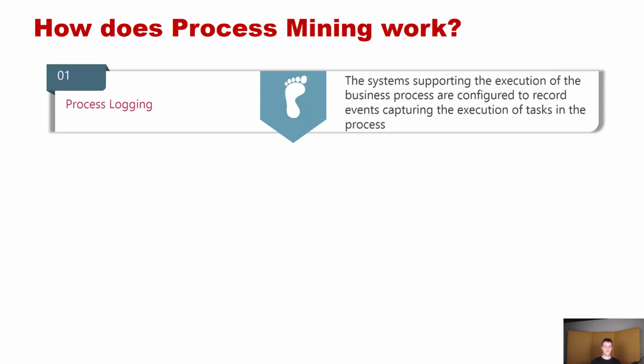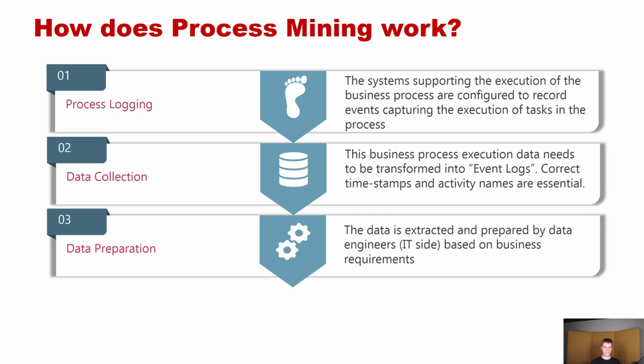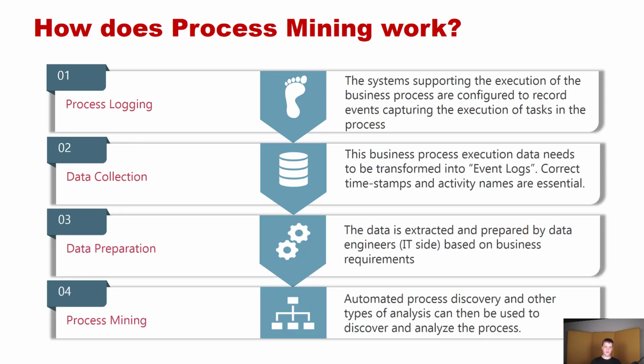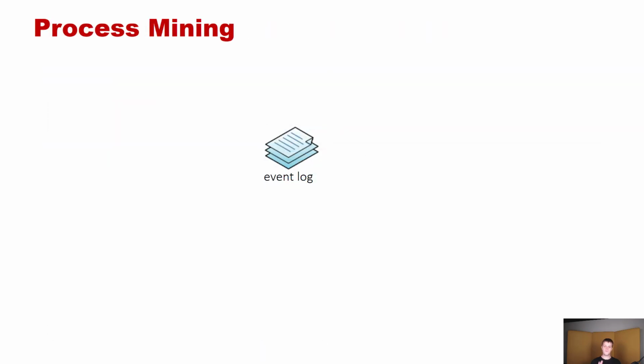But to begin with, let's remind ourselves, how does process mining work? First of all, we have process logging, followed by data collection, followed by data preparation, and then the prepared data is going to be loaded to a process mining tool in which we can apply all of the process mining techniques necessary. Now, one of the things that you remember from here is the event log. Event log holds a central place in process mining. Almost all of the process mining techniques that we are discussing rely on the existence of an event log.